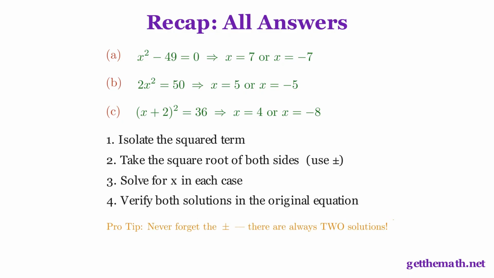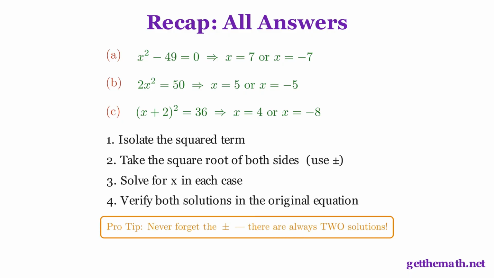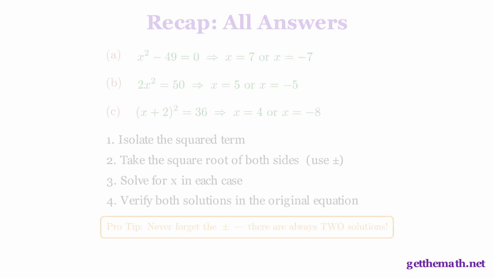Remember the steps every time. Step 1, isolate the squared term. Step 2, take the square root of both sides, always use plus or minus. Step 3, solve for x in each case. Step 4, verify both solutions. Pro tip, never forget the plus or minus. There are always two solutions with the square root method.